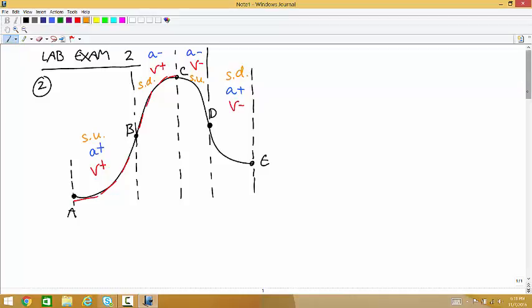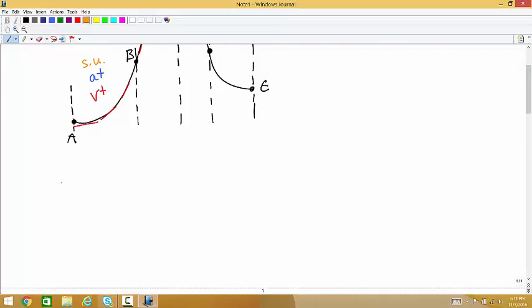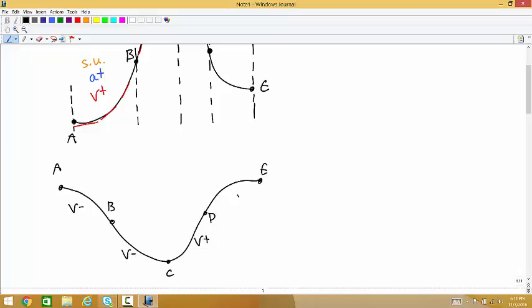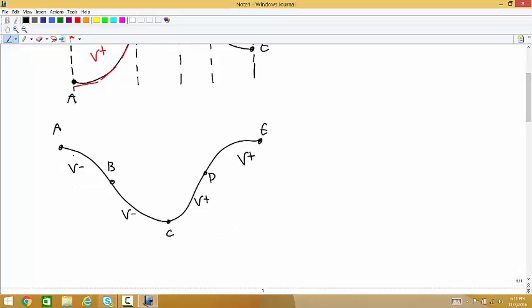The opposite one? Yeah. So this time the velocity is negative all the way from A to C. And the velocity is positive from C to E. It's concave down from A to B. Concave up from B to D. And then concave down again from D to E.